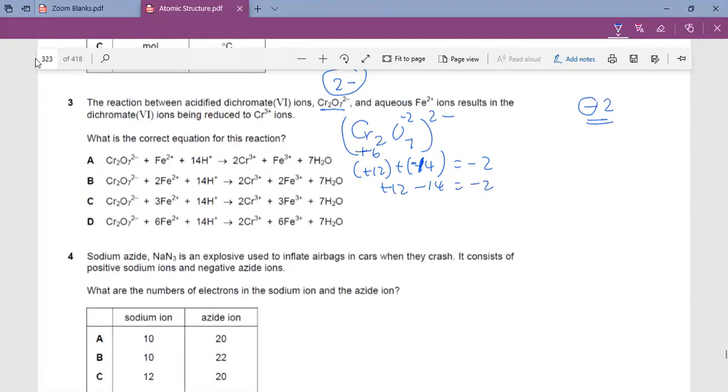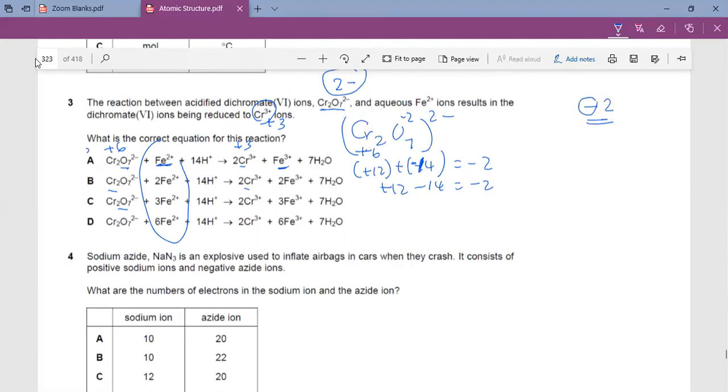So plus 6 has gone to plus 3, isn't it? So you can see here, this is plus 6 and the plus 3. All of them are correct. And you know, Fe for all of them here, iron plus 2 is going to plus 3, isn't it? Okay, now they ask you, which is correct?